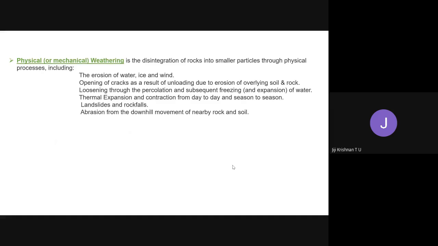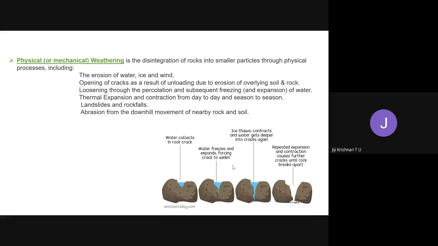Physical or mechanical weathering is the disintegration of rocks into smaller particles through physical processes, including the erosion of water, ice, and wind, opening of cracks as a result of unloading due to erosion of overlying soil and rock, loosening through the percolation and subsequent freezing of water, thermal expansion and contraction from day to day and season to season, landslides and rockfalls, and oppression from downhill movement of nearby rock and soil.